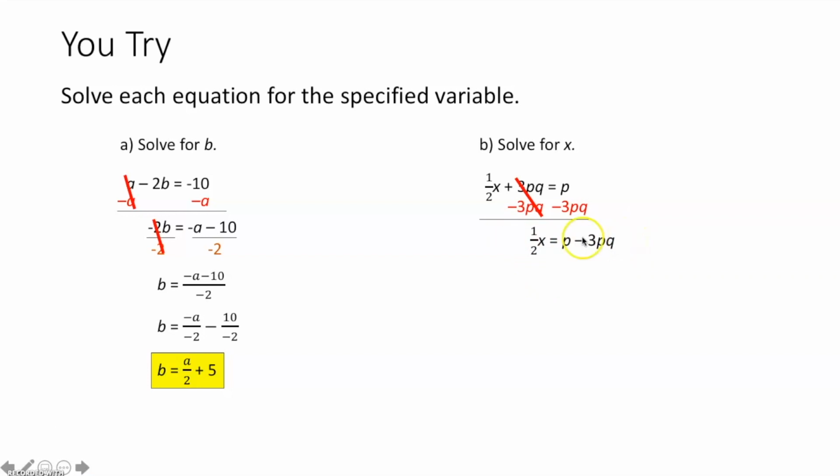You could also remember that when we have any fractions in our problem that we want to get rid of, we just multiply by the least common denominator. Here, the only denominator is 2, so we multiply everything by 2. The reason we do that is because the 2 and the 1/2 cancel each other out, because 2 over 1 times 1 over 2 becomes 2 over 2, which is 1. So we get 1x is equal to 2p minus 6p.